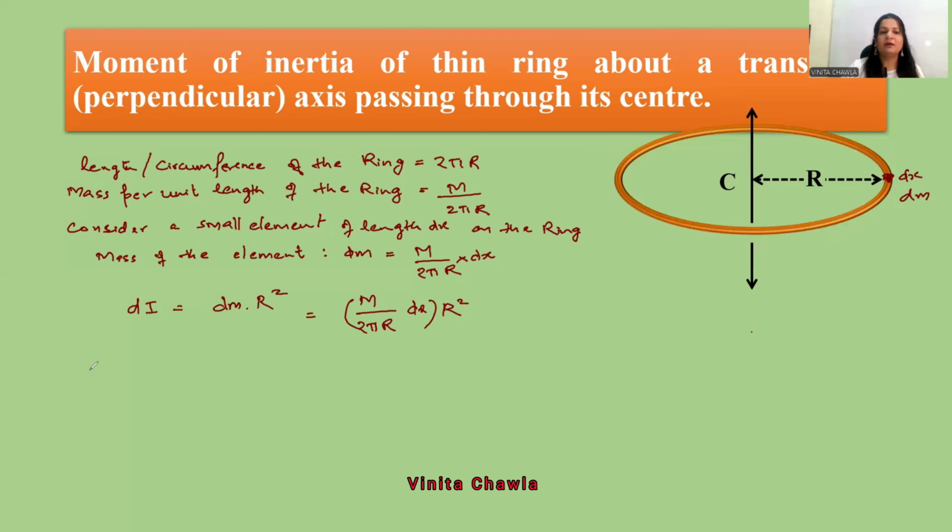Now we can find the total moment of inertia by integrating this. Can you please tell me the limits of integration? Simplify this first. You'll get mR upon 2π into dx. Now tell me the limits of integration.